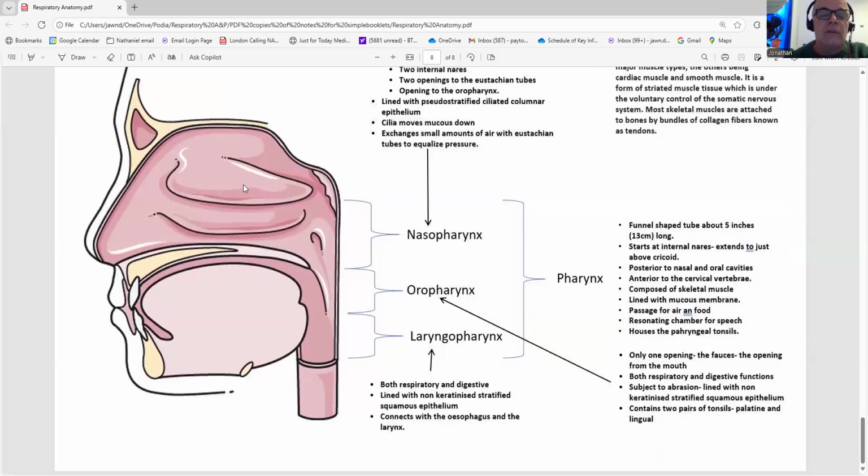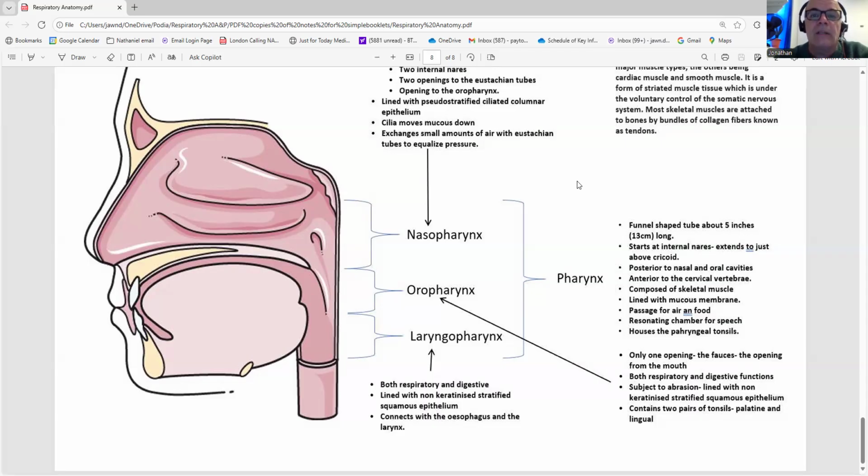If we move down to the back of the airway, we now come to the pharynx. The pharynx is about 5 inches long, starts at the back of the nose and extends to just above the cricoid. It's composed of skeletal muscle and lined with mucous membrane, and it's a passage for both air and food. The nasopharynx is at the top. So we've got nasopharynx, oropharynx, and laryngopharynx. Fairly easy to remember: nose, oral cavity, and larynx.